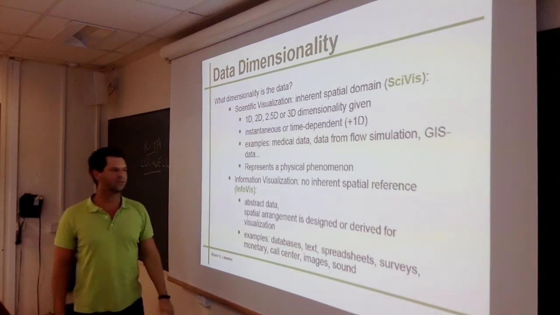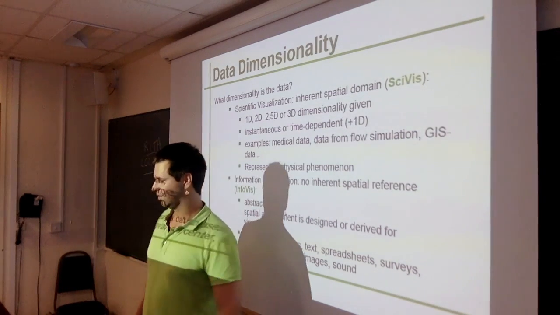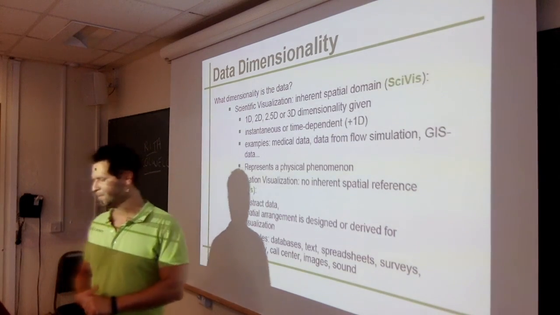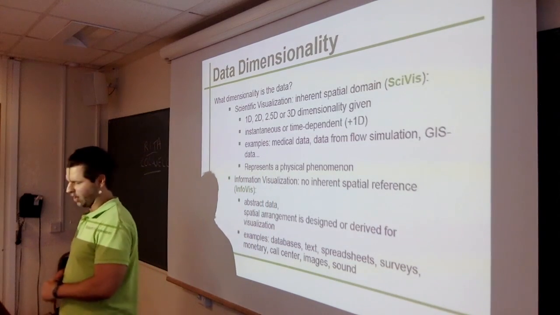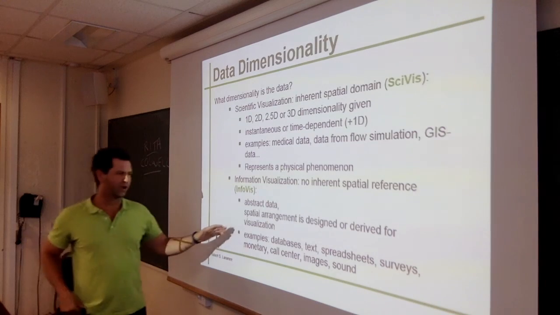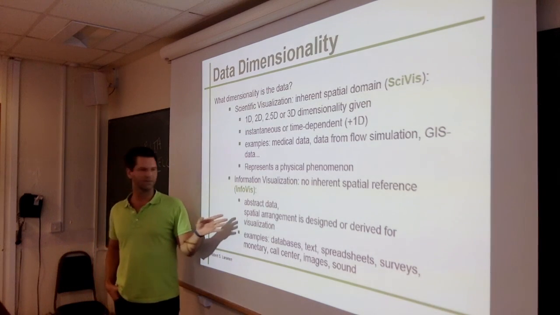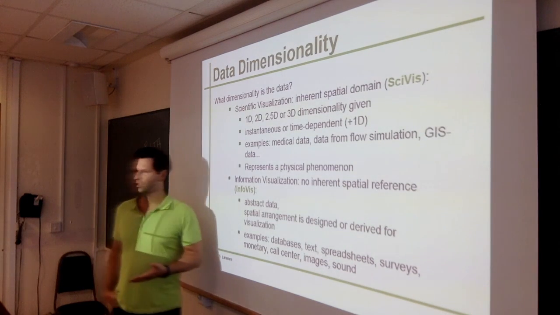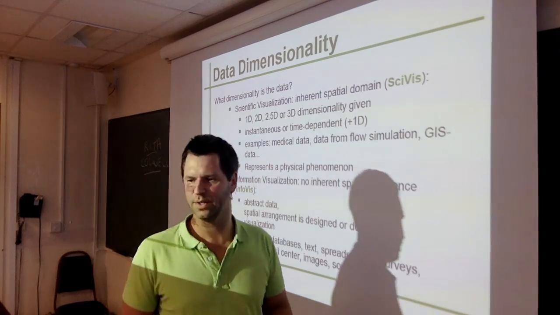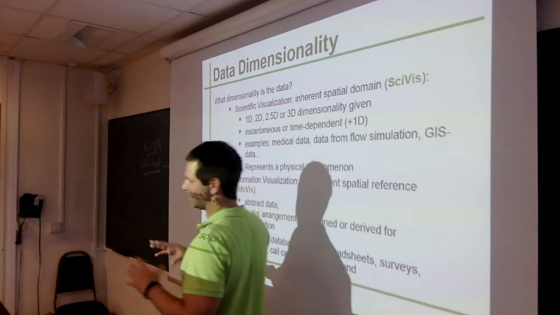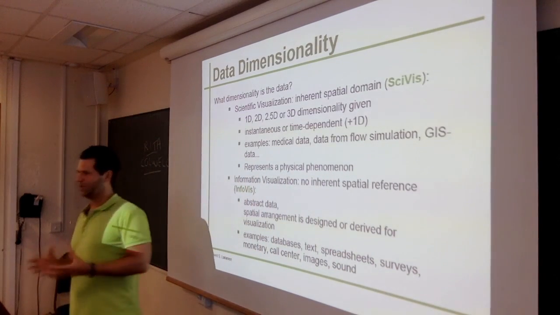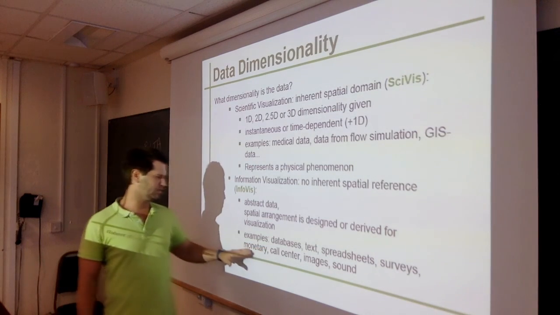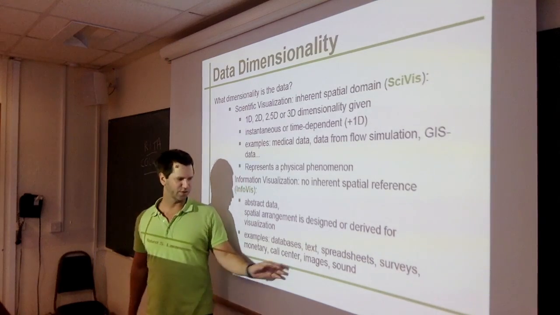In information visualization, the term dimension means something else, since there is no inherent spatial reference for information visualization. It's like it's abstract data. And the spatial arrangement is usually designed or derived. So a pie chart is information visualization, a bar chart is information visualization. In that case, the space has been derived or designed for that data, right? And examples include databases, text spreadsheets, surveys, monetary data, call center data, and so on.